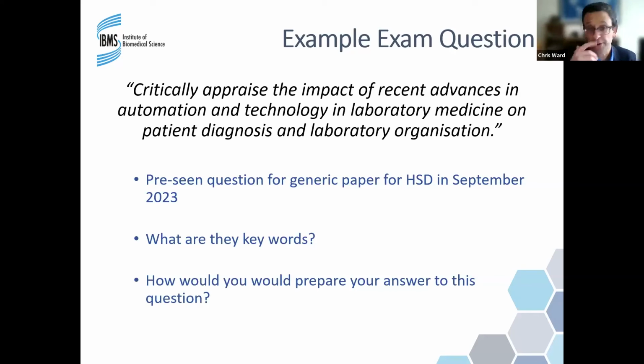If you're approaching this question, the first thing to do is ask what the key points are and what it's asking you to do. It's not asking you to describe lots of different versions of technology. It's asking you to put the impact of that technology and look at who the impact is on. There are two parts: both patient diagnosis and laboratory organization. It would be very easy just to talk about the impact in the lab and forget about the patients, or vice versa, and not talk about technology in different disciplines as well.